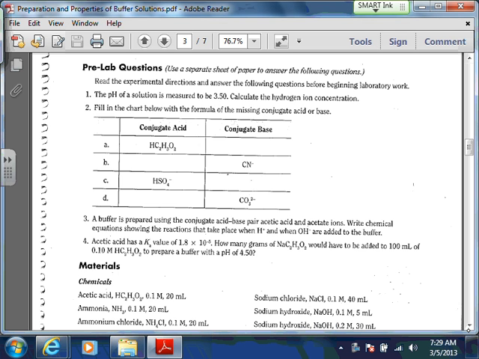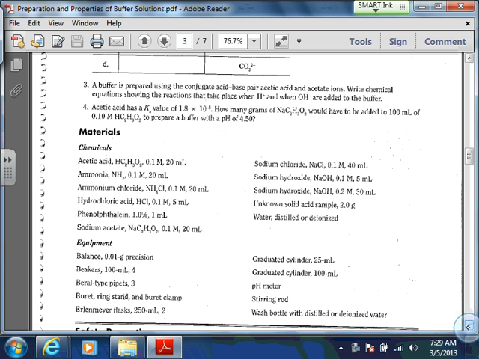Number 3 here. A buffer is prepared using the conjugate acid-base pair acetic acid and acetate, which is a very common one. Write the chemical equations showing the reactions that take place when H plus and OH minus are added to the buffer. So we're going to write 2 different equations here. They're looking for an equation when you add the H plus, and also an equation when you add the OH minus. Strong acid and then strong base. So you just have to think about what the H plus is going to react with when you put it into the solution.